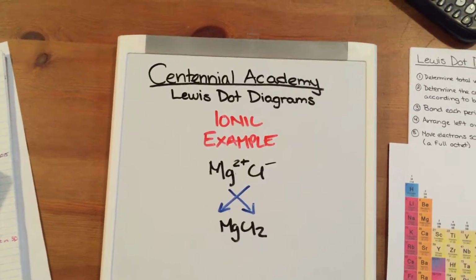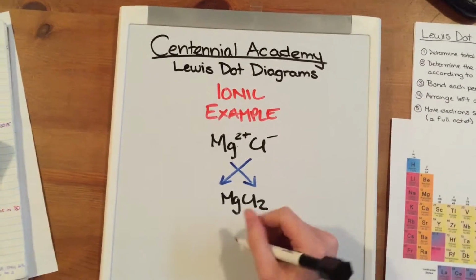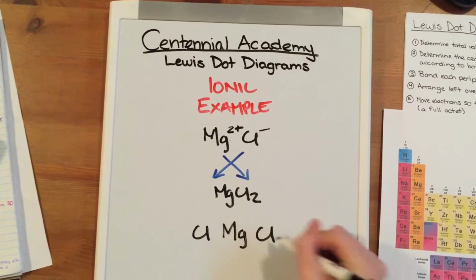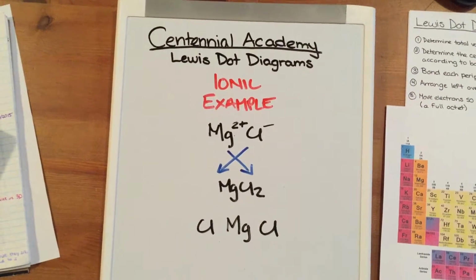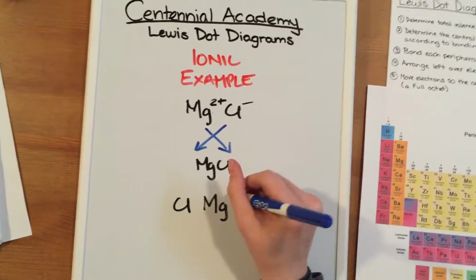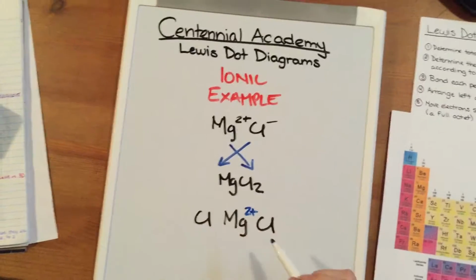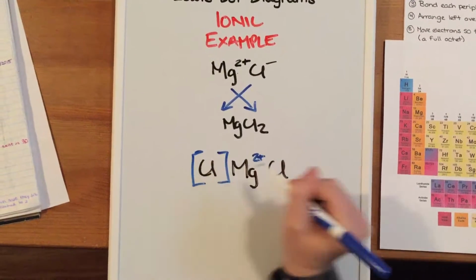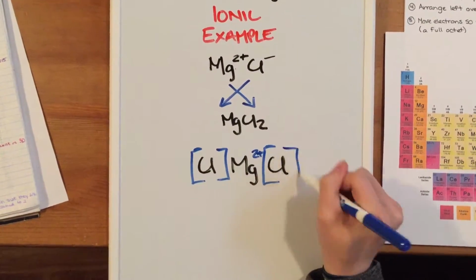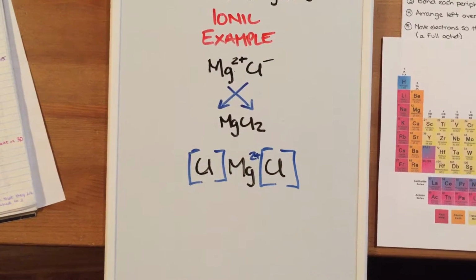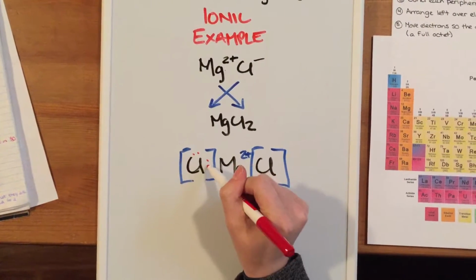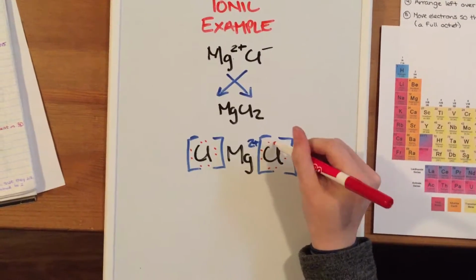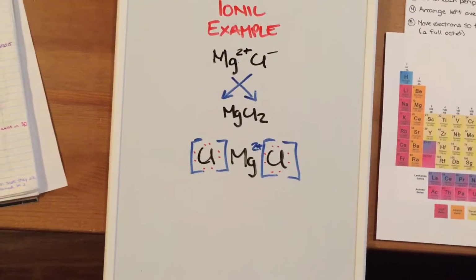Since there's only 1 magnesium, that would make it the central atom with the 2 chlorines surrounding it as the peripheral atoms. And you can't forget to put the 2+ charge, and since chlorine has the negative, you include the brackets. And for ionic compounds, they always have a full valence shell. And that's the final product of our last example.